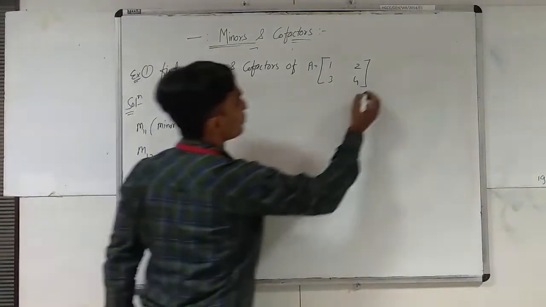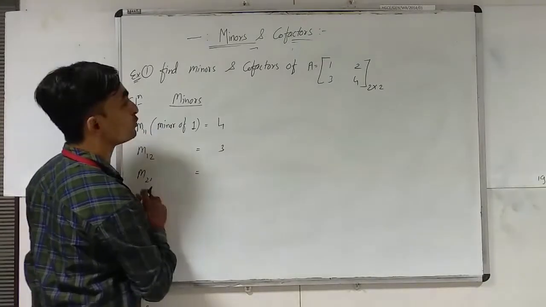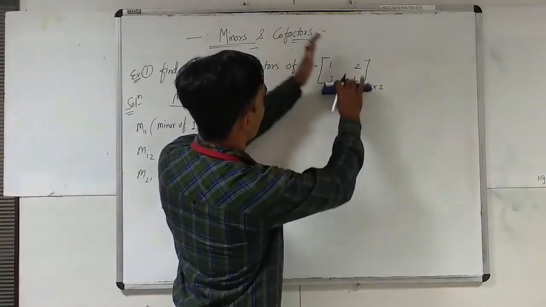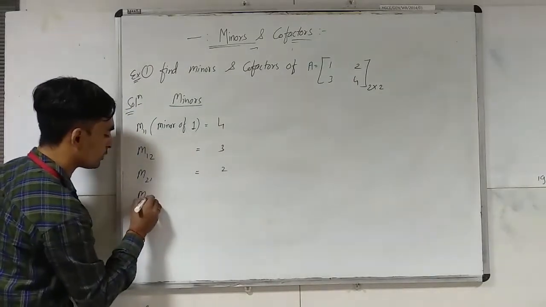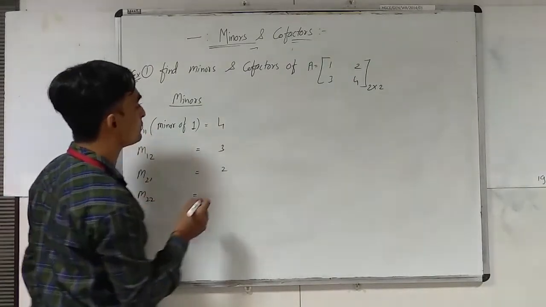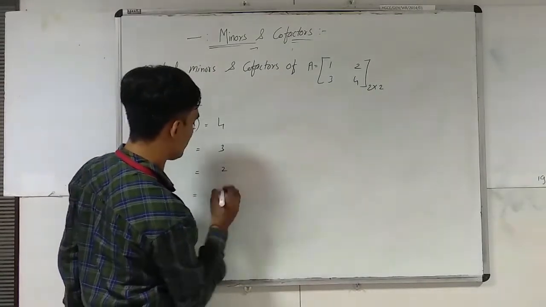M21, it is a 2 cross 2 matrix, 2 rows and 2 columns. Minor of 2 1, so it is 2 1. The entry other than second row and first column is 2. Minor of 2 2, so this becomes 1.